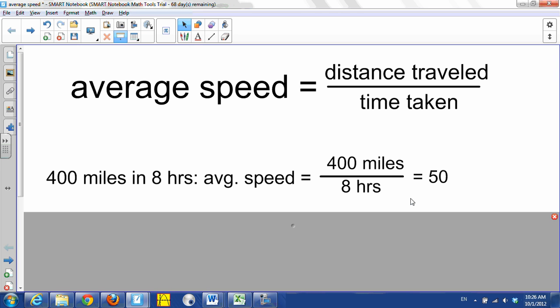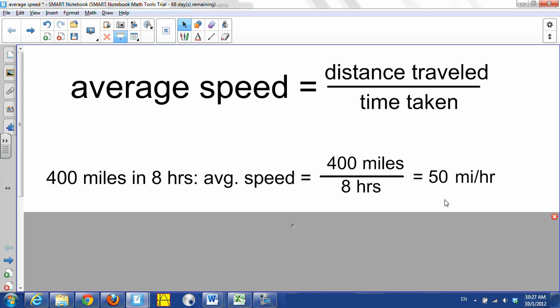Now the question becomes 50 what? Well, it's probably pretty obvious to most of you because I gave you an example with units you're familiar with. 50 miles per hour. Now, watch how I write 50 miles per hour. Notice I didn't write mph because I want to emphasize that that word per really means divided by.